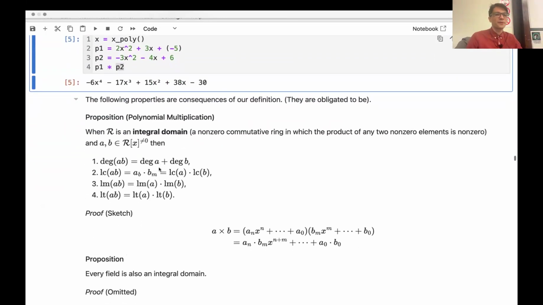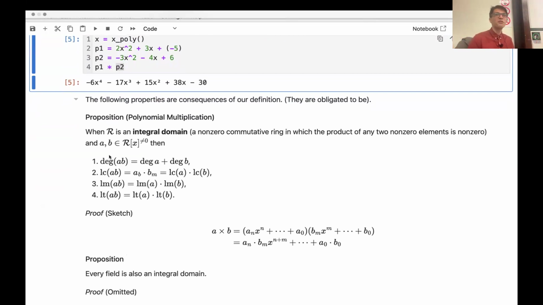Okay, so the following properties are consequences of our definition. I'm not going to prove them, but you could simply prove them. If R is an integral domain, and remember, this means that we're in a ring where no zero divisors are present, so there's no two polynomials that multiply against one another to produce the zero polynomial. If we have A and B, here's a few properties that should be obvious. The degree of the product of two polynomials is the sum of their degrees. If you disagree, tell me.